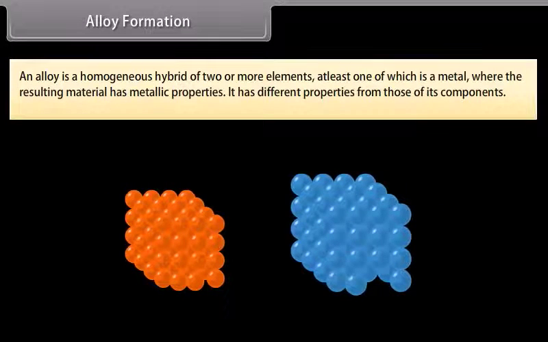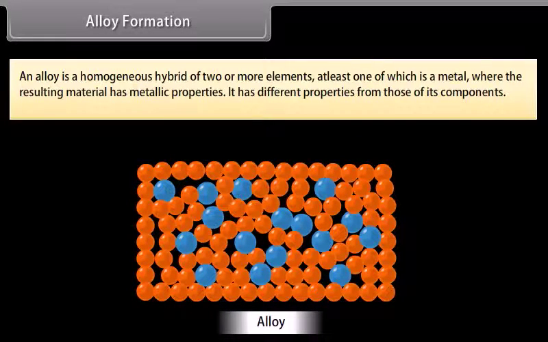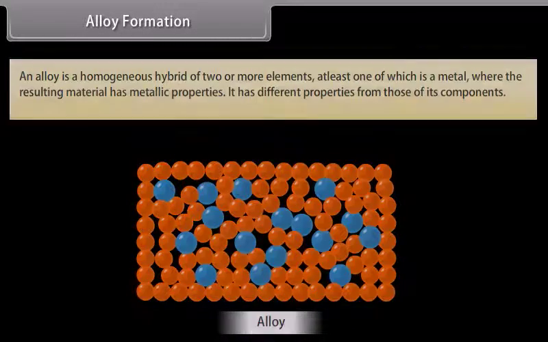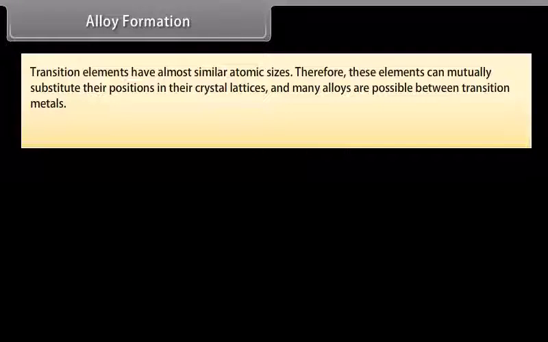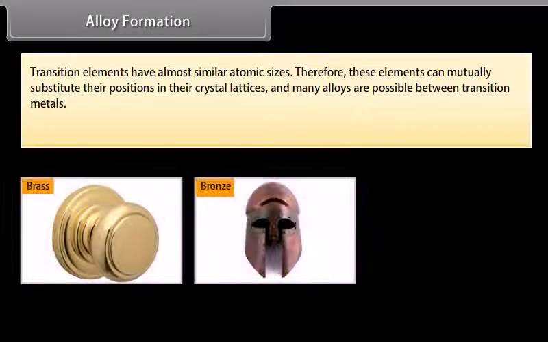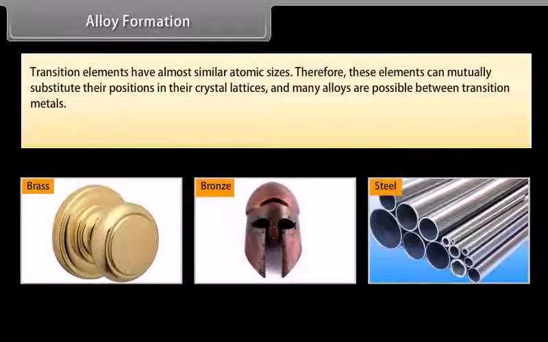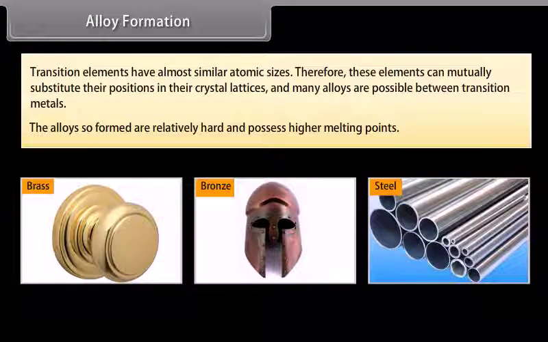Alloy formation. An alloy is a homogeneous mixture of two or more elements, at least one of which is a metal, where the resulting material has metallic properties. It has different properties from those of its components. Transition elements have almost similar atomic sizes. Therefore, these elements can mutually substitute their positions in their crystal lattice, and many alloys are possible between transition metals. For example, brass, bronze, and various types of steel. The alloys so formed are relatively hard and possess higher melting points.